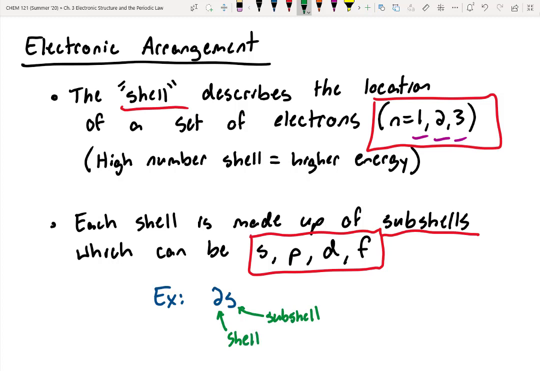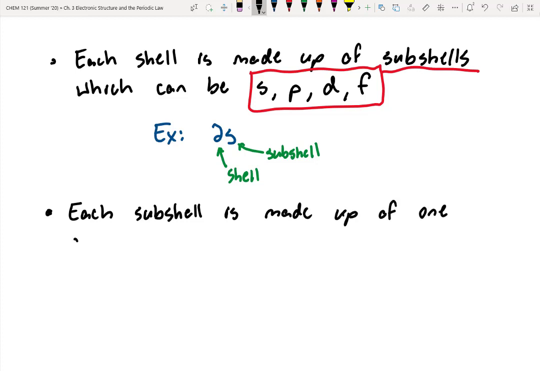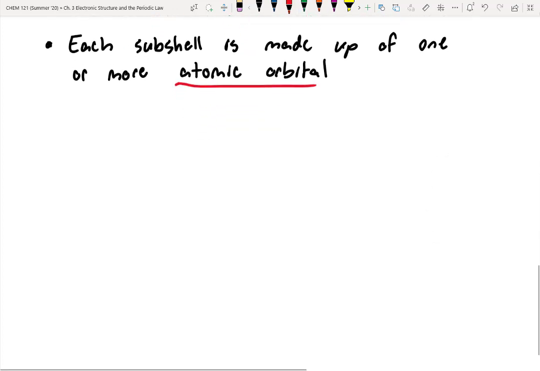All right, so let's go one step further. Each subshell is made up of atomic orbitals. Sometimes it's only one, but sometimes it's more. All right, and this gets kind of crazy when we start looking at these, but let's go ahead and start writing out some examples.